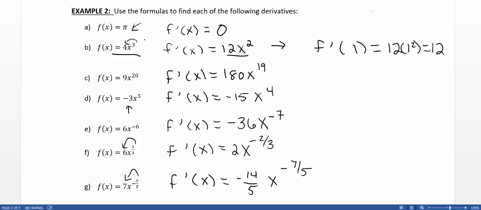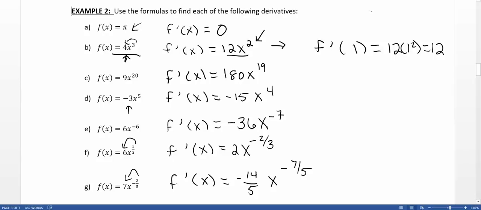So if I were to draw 4x cubed and I were to go to the point 1, 4, where that point is, and draw in the tangent line, the slope of that tangent line would be 12. So this function, 12x squared, allows me to find the rate of change at any point for 4x cubed.